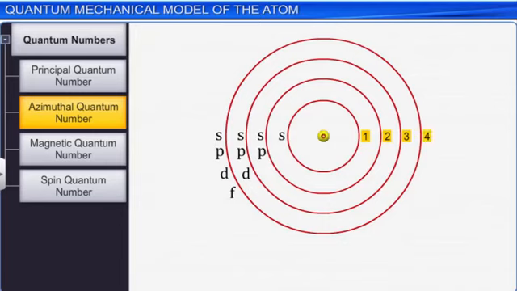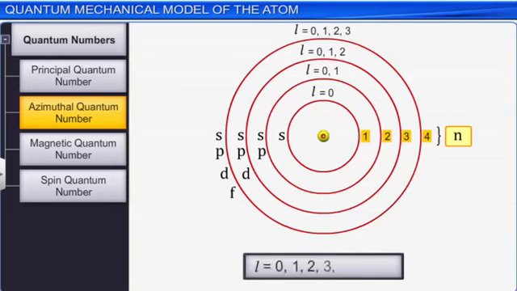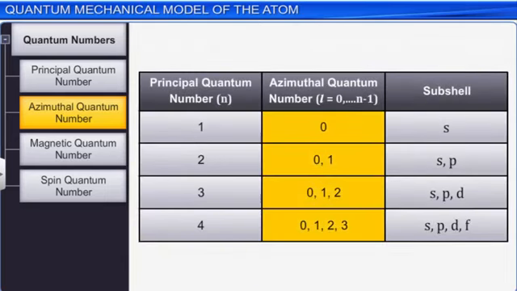For a given value of the principal quantum number n, the azimuthal quantum number l can have n values ranging from 0 to n-1. The value of l, in turn, defines the number of subshells, which means that when n is equal to 1, l is equal to 0. That is, there is only one subshell in the first main energy level. Similarly, for n equal to 2, l is equal to 0 and 1. That is, there are two subshells in the second main energy level. And for n equal to 3, l is equal to 0, 1, 2. That is, there are three subshells in the third main energy level.